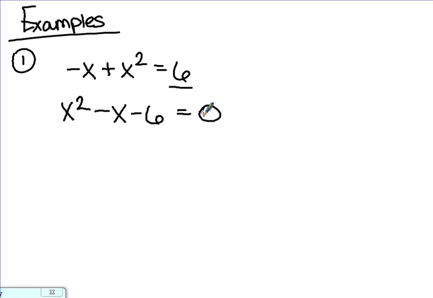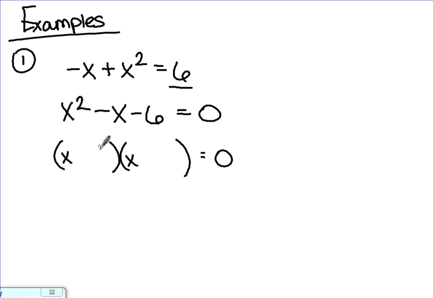Step 3 is to factor. We're going to factor this trinomial to 2 binomial pairs. First term is going to be x because x times x gives me x squared. In order to find the last term, I want to know what numbers multiply to give me 6, but add or subtract to give me 1.